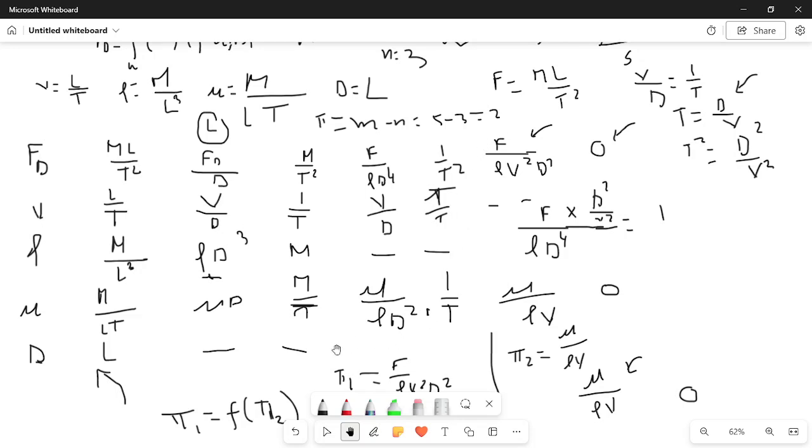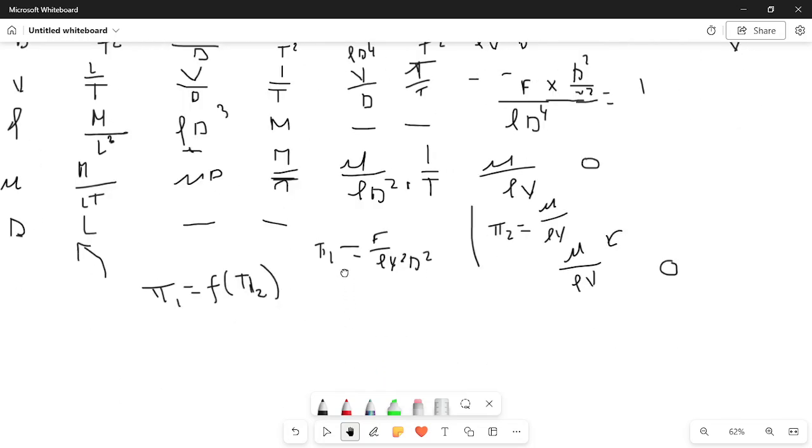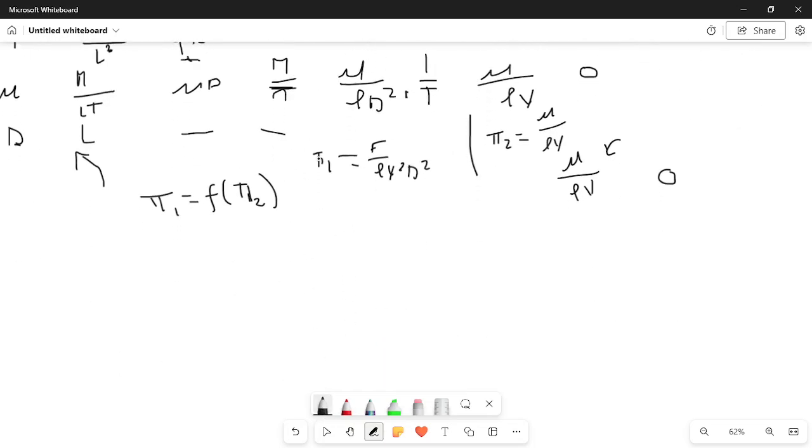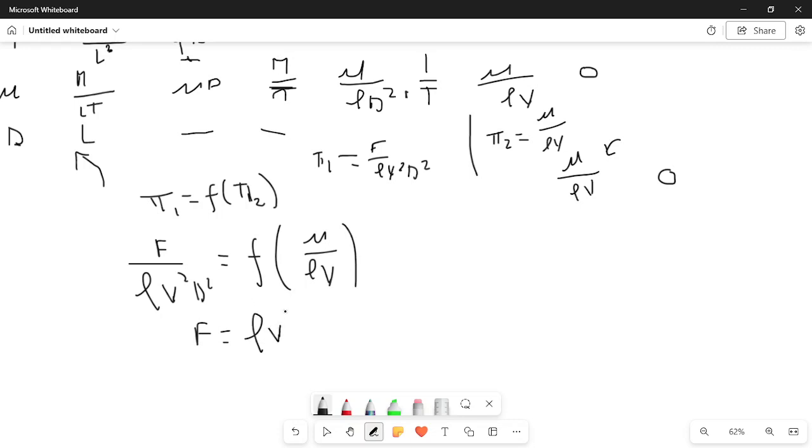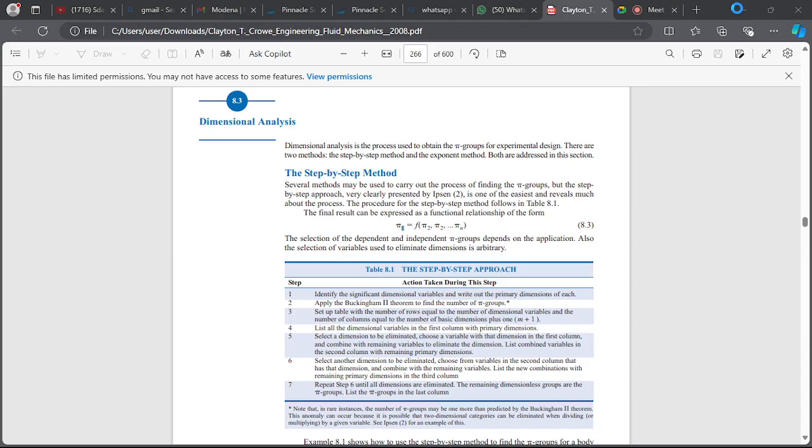So that's it. Now if you want to rewrite it under this form, simply what you are doing is f over rho v square d square is equal to a function of mu over rho v. So you can express this f, it's up to you. You can leave it like this or express it, which means bringing everything to the other side as a function of mu over rho v.